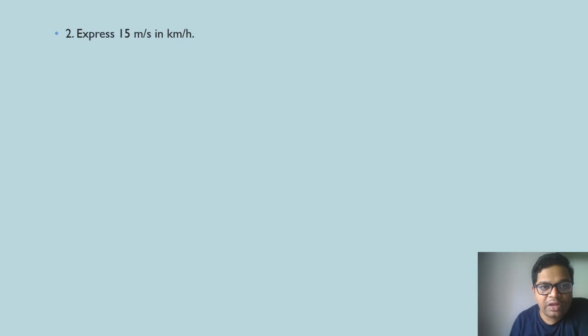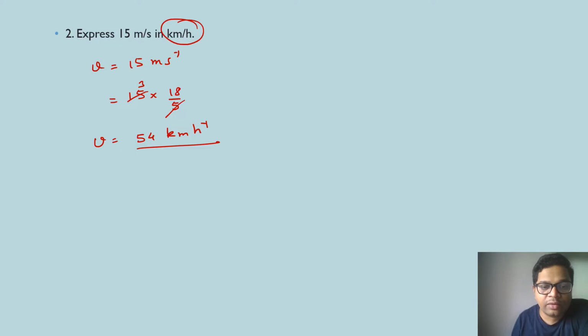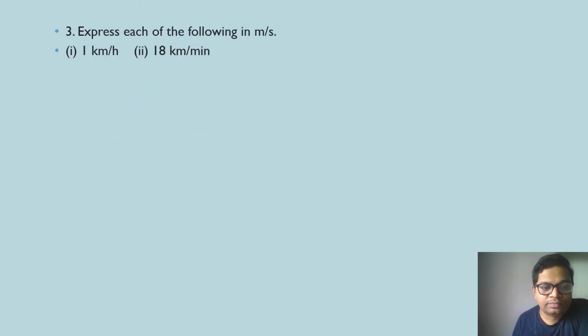Express 15 meter per second into kilometer per hour. So here we have 15 meter per second. That will be 15 into 18 by 5. 5 goes 3 times, so this will be 54 kilometer per hour. So that's the velocity in terms of kilometer per hour. Okay, moving on to the next question.